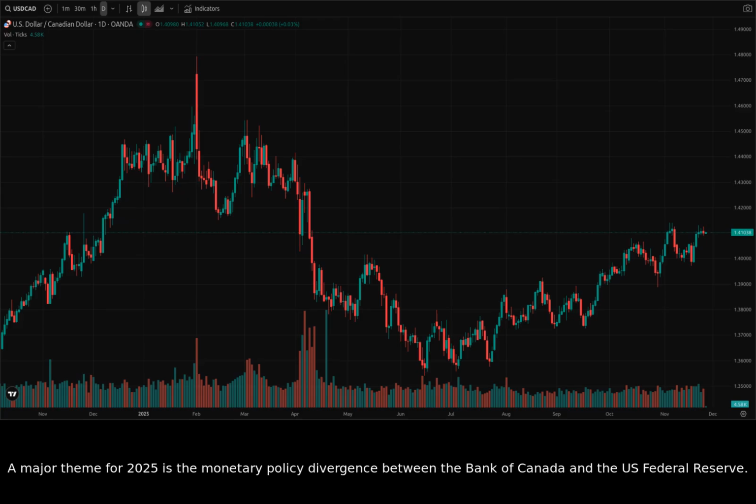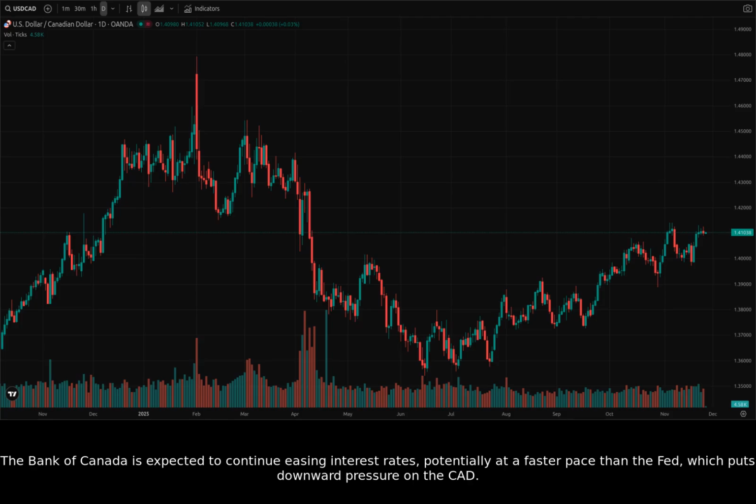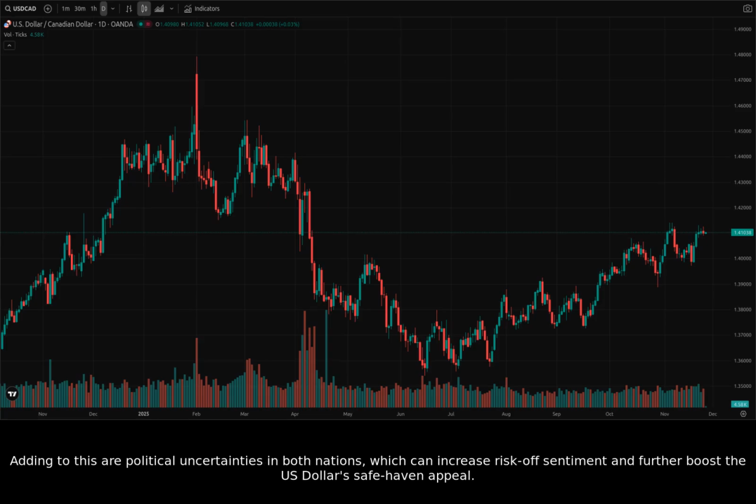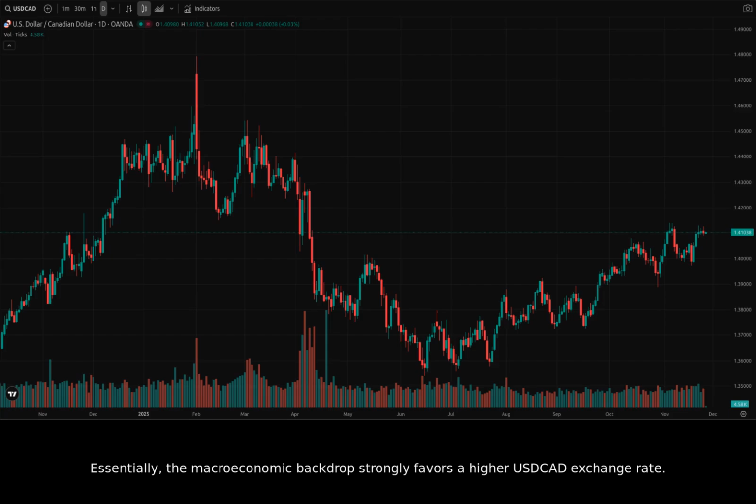A major theme for 2025 is the monetary policy divergence between the Bank of Canada and the US Federal Reserve. The Bank of Canada is expected to continue easing interest rates, potentially at a faster pace than the Fed, which puts downward pressure on the CAD. Adding to this are political uncertainties in both nations, which can increase risk-off sentiment and further boost the US dollar's safe haven appeal. Essentially, the macroeconomic backdrop strongly favors a higher USDCAD exchange rate.